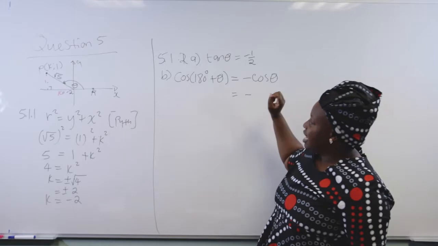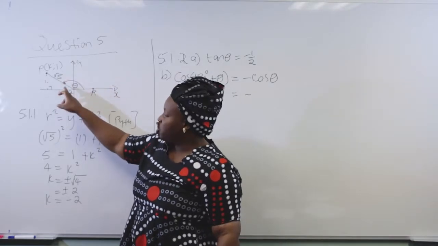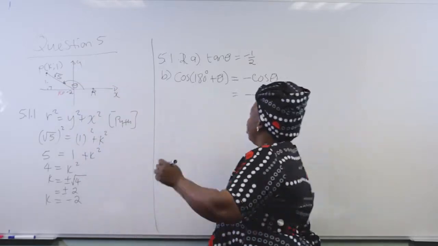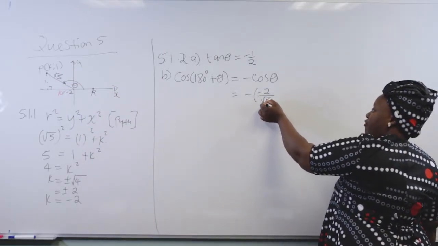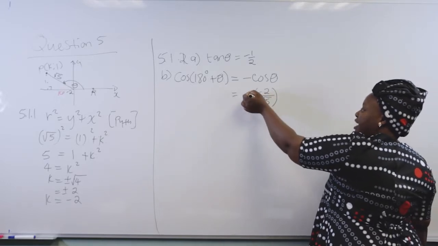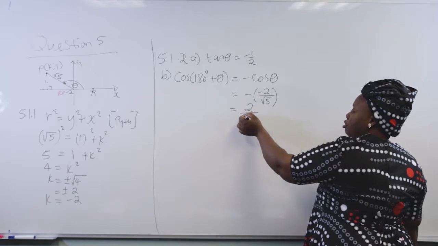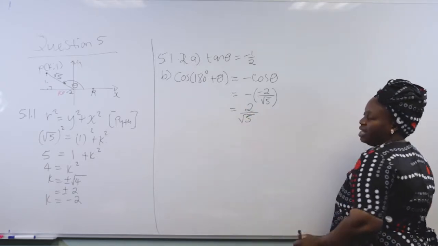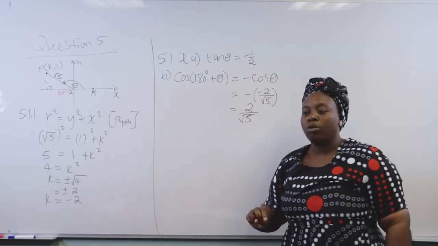Now cos theta will be adjacent over hypotenuse, which is x over r. So it's going to be -2 divided by the square root of 5. There's a negative outside the bracket. Multiplying them will give us a positive, so that is 2 divided by the square root of 5. There's 2 marks. 1 mark will be for the simplification, and the other mark will be for the location of the solution.